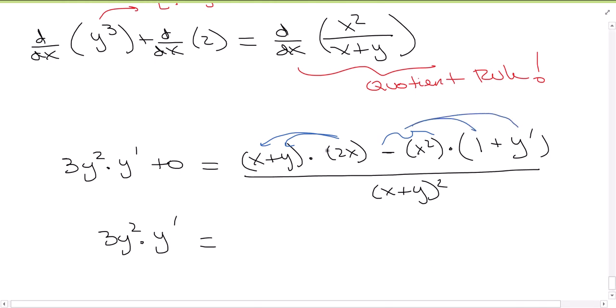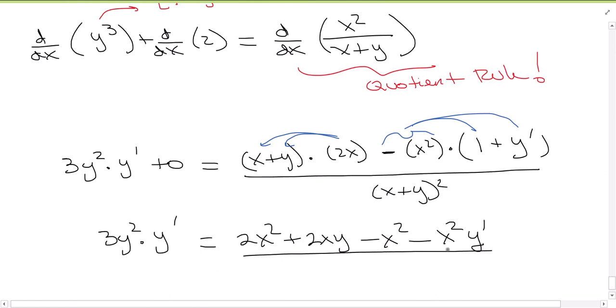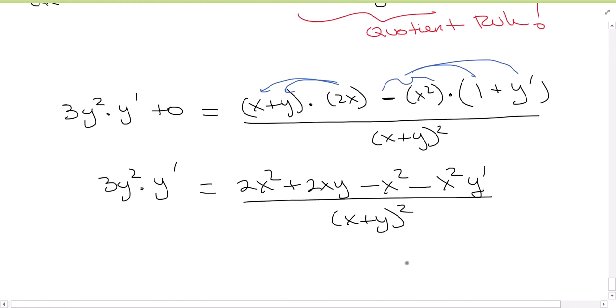So here, what are we going to have? 2x times x, that's 2x squared, plus 2x times y, 2xy. And now here, notice that I am taking my minus with me. So it's negative x squared into here. So minus x squared minus x squared y prime, all over (x plus y) squared.